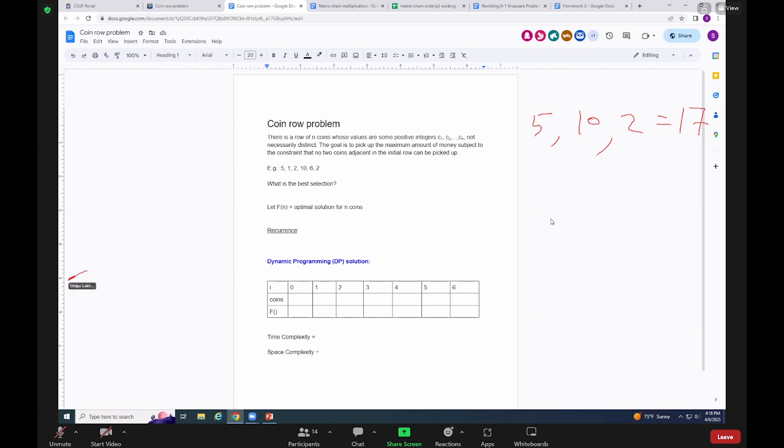If you pick up 5, the next options are either you could pick up 2, but then you have to pick up either 6 or 2. So that would give us 13.